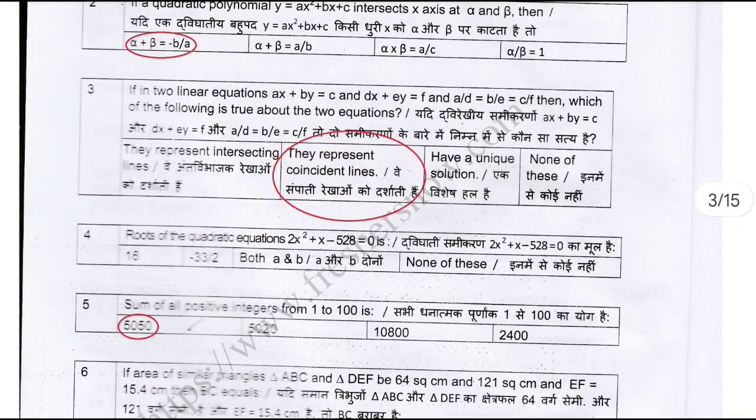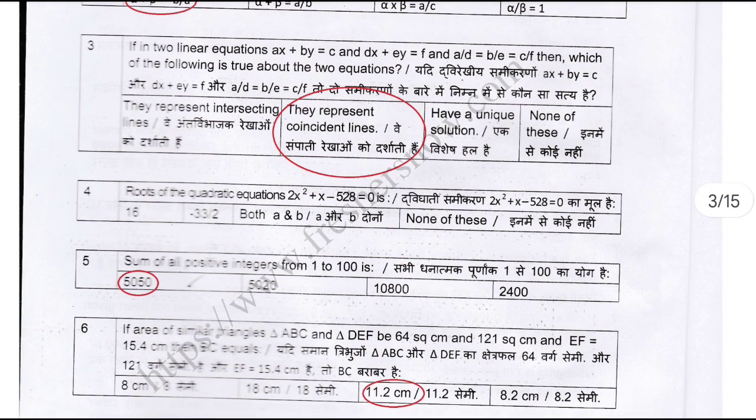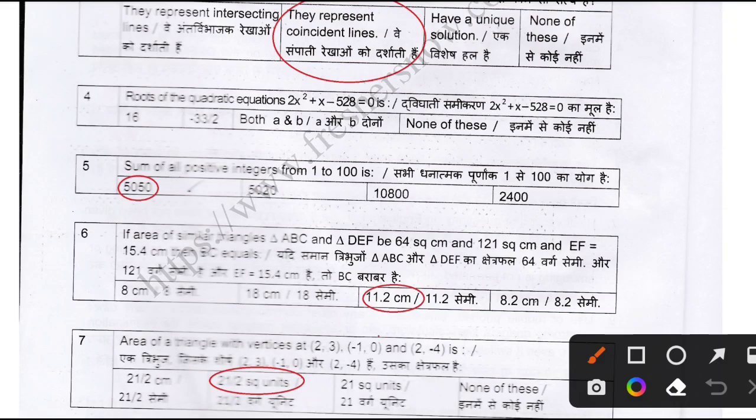Number 3: if in two linear equations x plus bx is equal to c and dx plus ey is equal to f, and a by d equal b by e is equal to c by f, then which of the following is true about the two equations? Derivation constant line. Root of the quadratic equation.